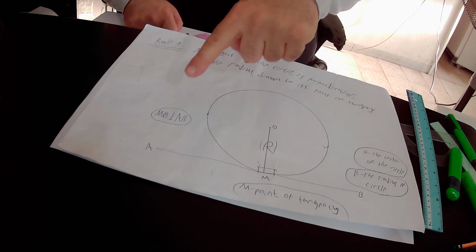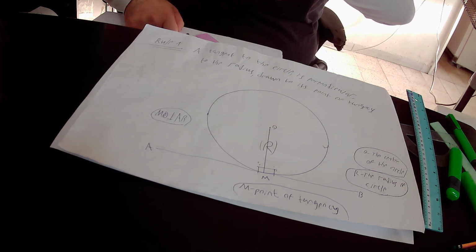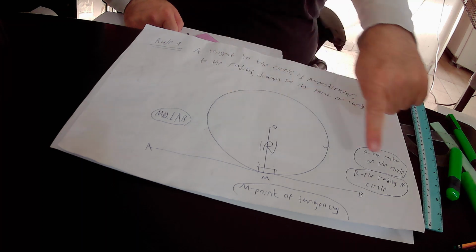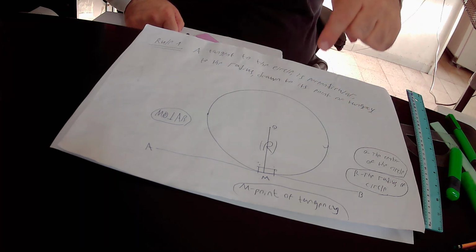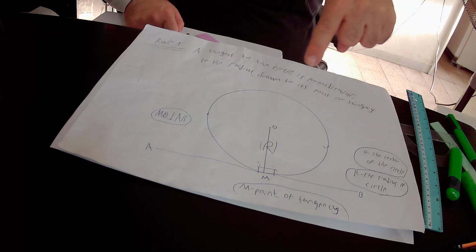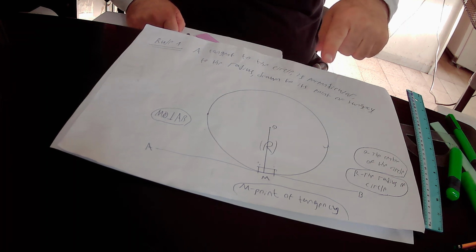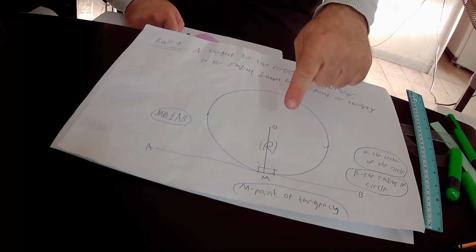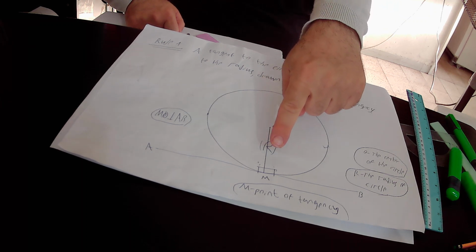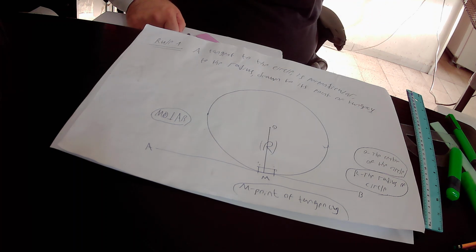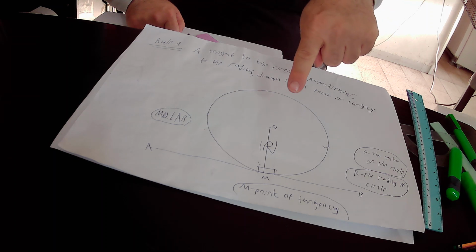And because line segment AB is perpendicular to the radius MO, line segment AB is defined as a tangent to this circle at point M. So whenever, according to rule 1, you have a line segment that is perpendicular to the radius at its endpoint, that is point M, then that line segment AB is defined as a tangent to this circle at point M.